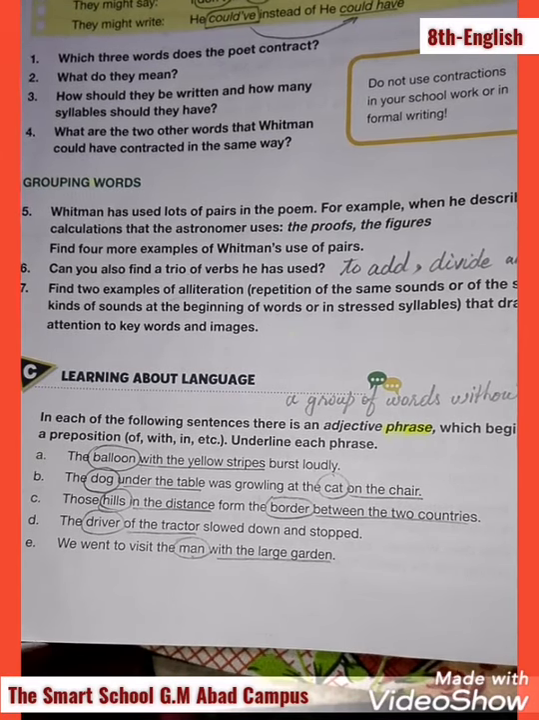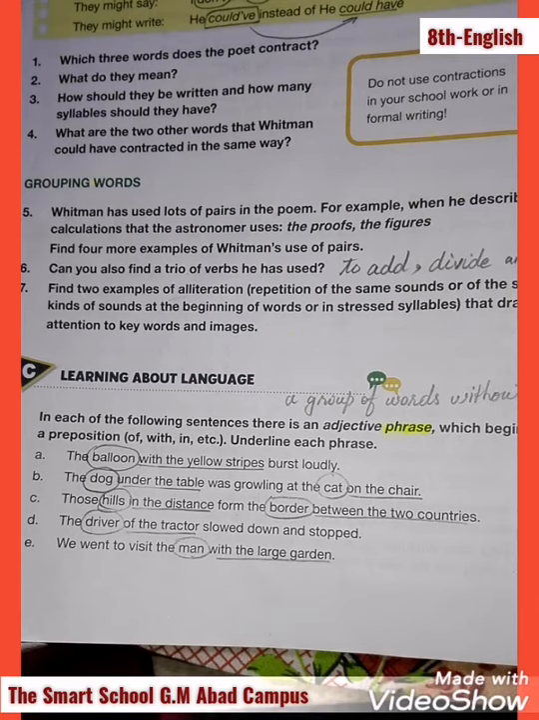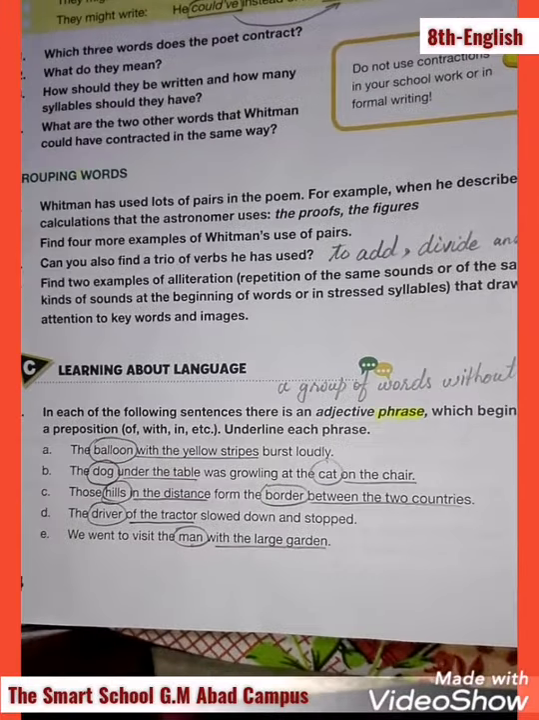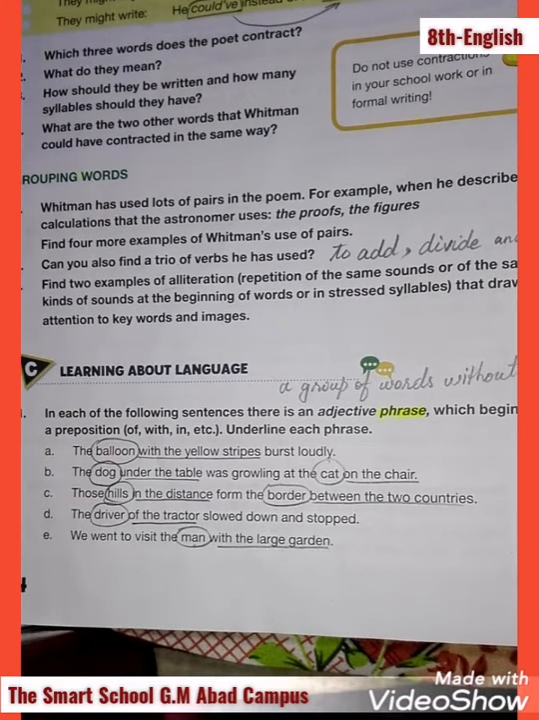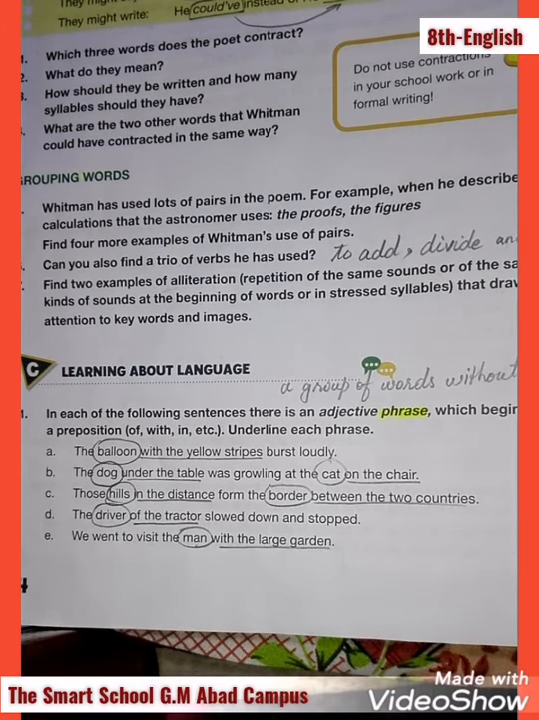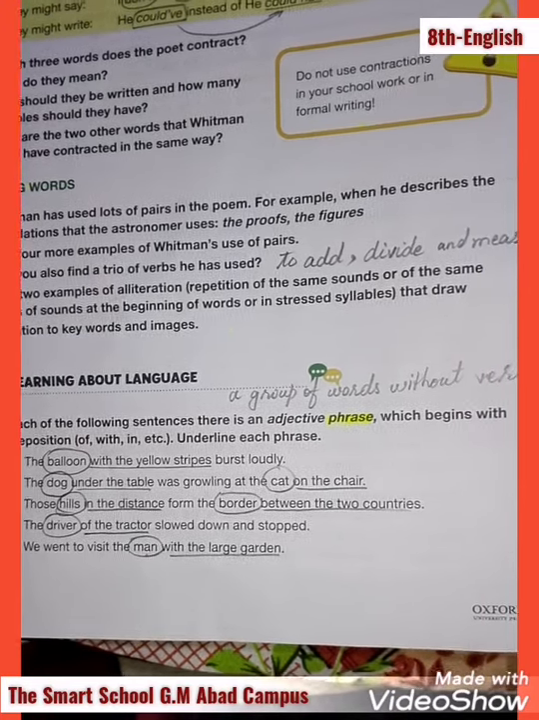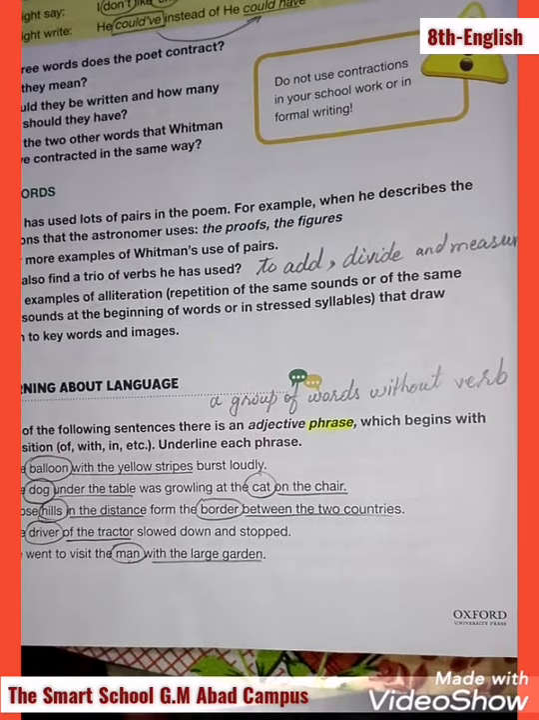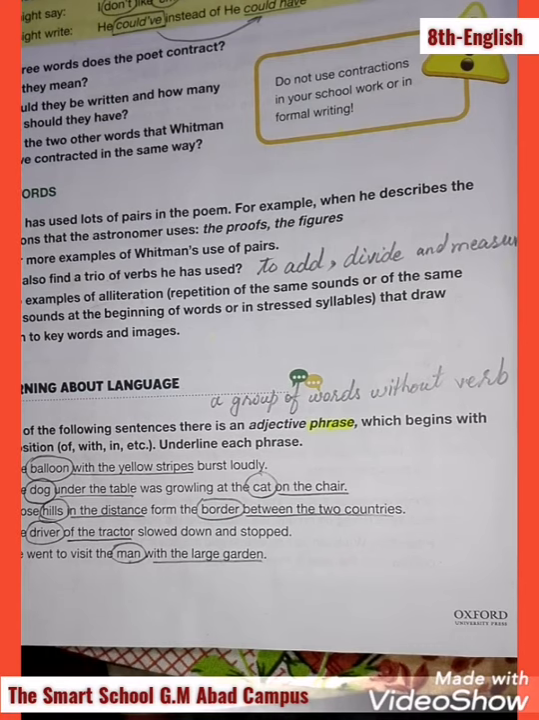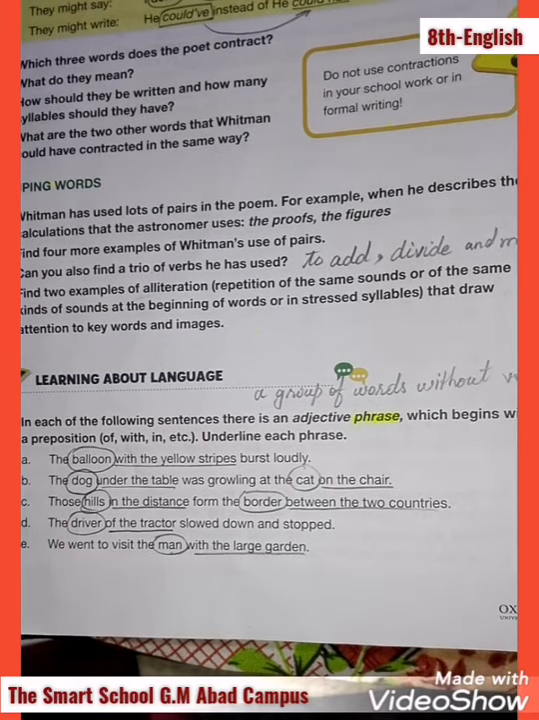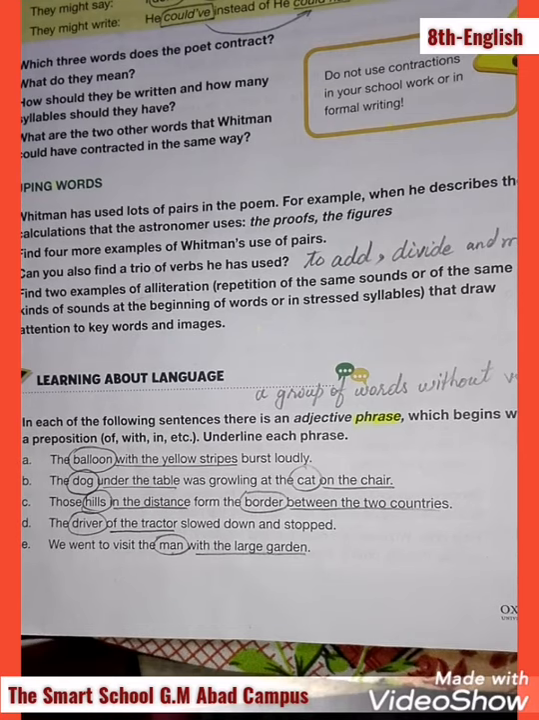Learning about language, let's move towards it. In each of the following sentences, there is an adjective phrase which begins with a preposition: of, with, in, etc. Underline each phrase. First of all, you should get the idea what a phrase is. A phrase is a group of words without a verb. ये group of words होता है जिसमें verb नहीं होता. Then उसने हमें बोला है कि आपका जो है adjective phrase आपने underline करना है, ठीक है?